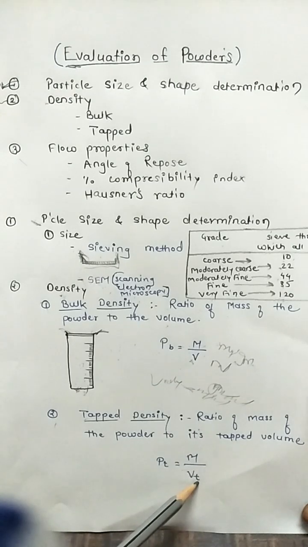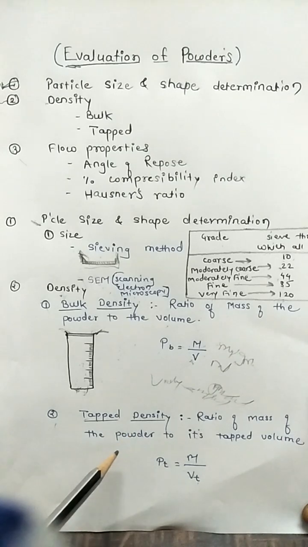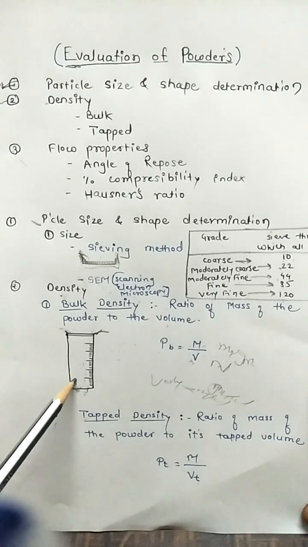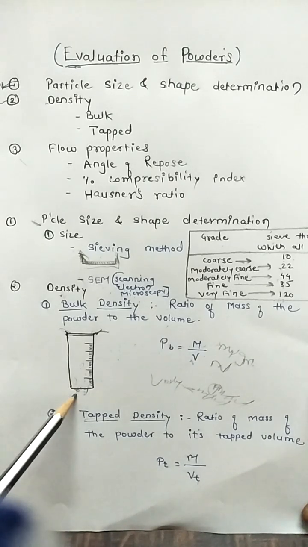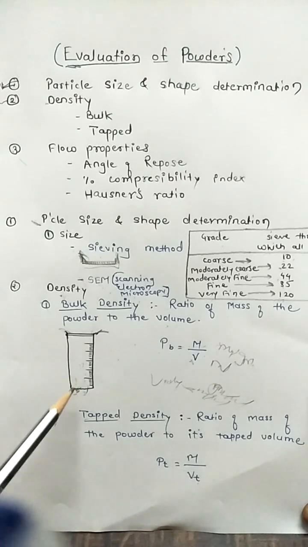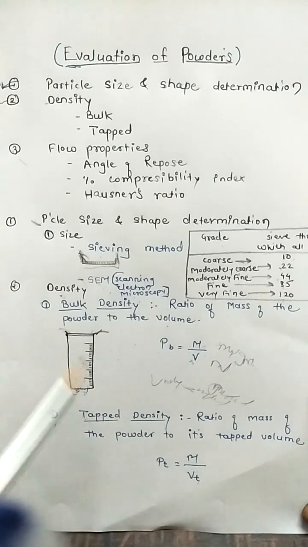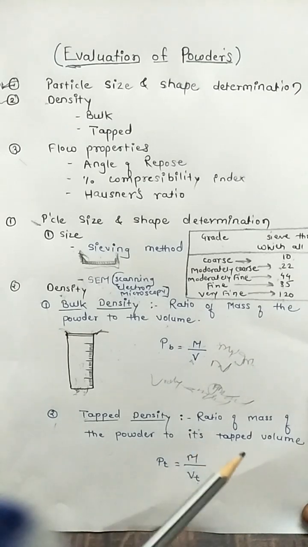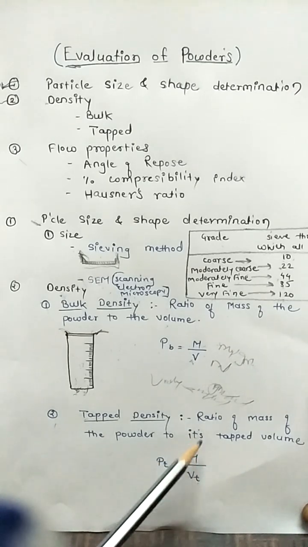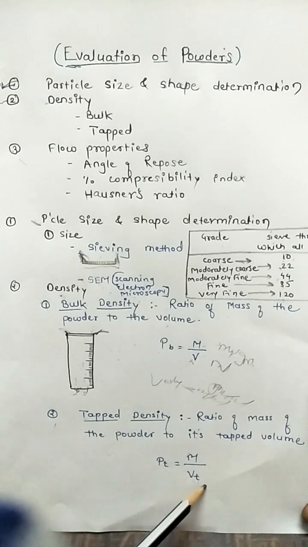Okay, how can tap density be calculated? It is the ratio of the mass of the powder. We take the weight of the powder, pour the weighed powder into the measuring cylinder, then give 100 taps to the measuring cylinder. After tapping, the volume is calculated, and it is known as the tapped volume. So the ratio of mass to the tapped volume is the tapped density.